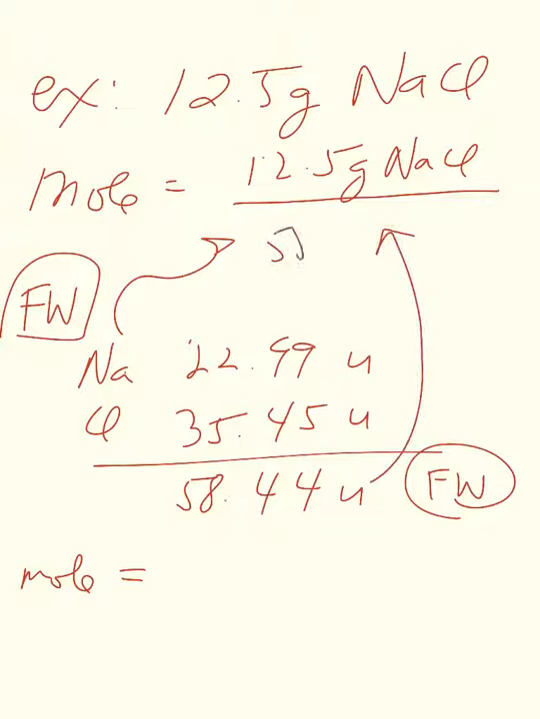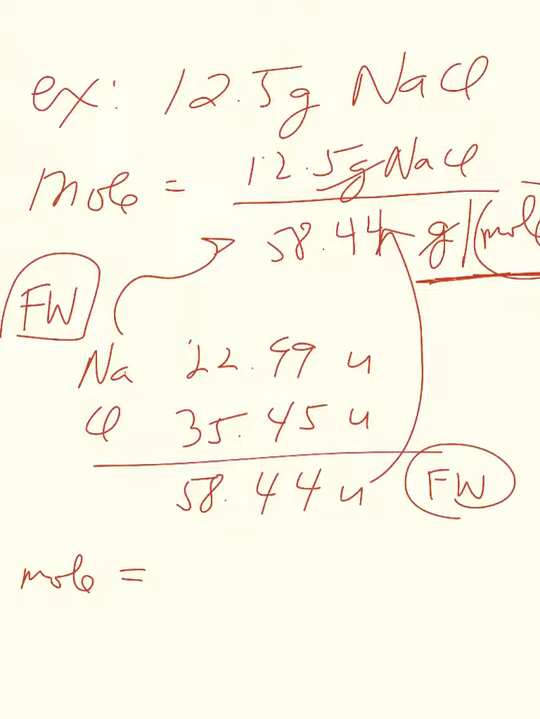So this will be my 58.44, and now I'm going to change. I'm not going to put atomic mass units. I'm going to say grams per mole, because that's the definition of a mole: grams per mole. See how the units for the grams cancel, and I indeed will be left with moles.